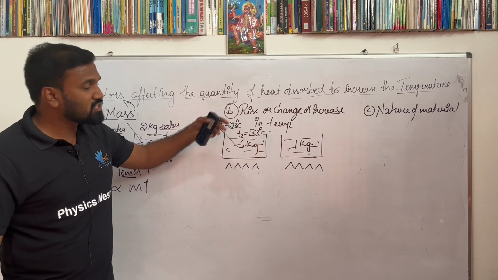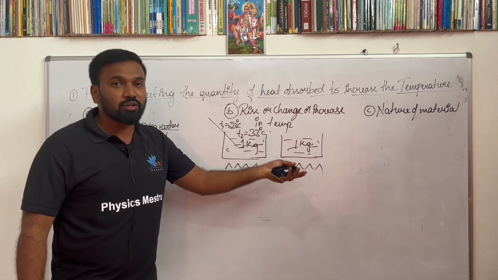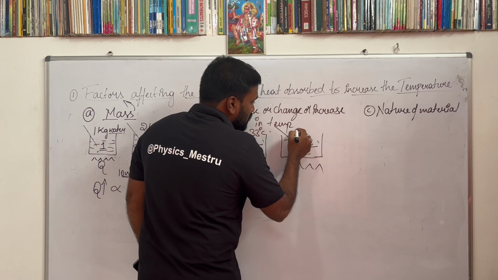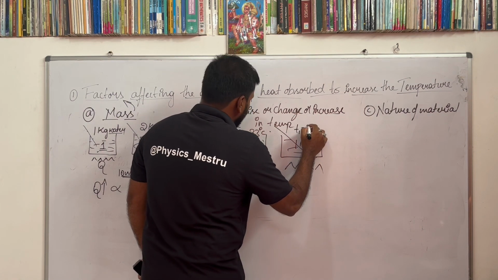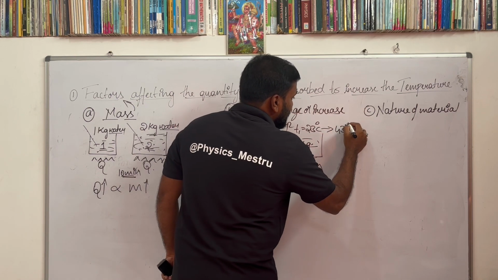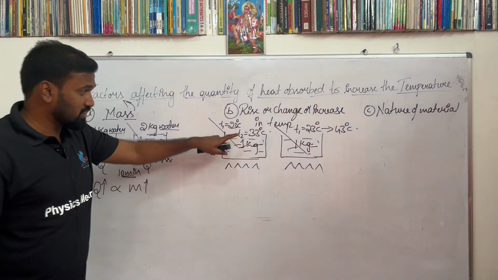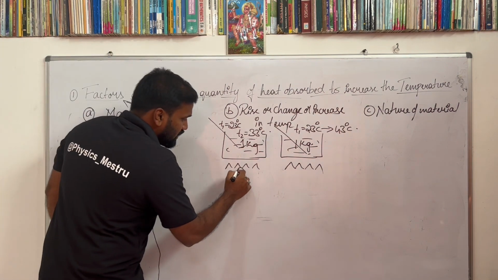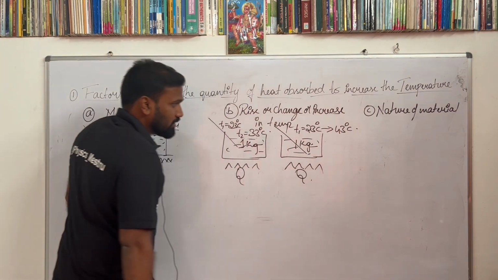That means 10 degrees Celsius of temperature I need to raise. Here I want to raise 20 degrees Celsius. Here temperature 1 will be 23 degrees Celsius. I need to raise up to 43 degrees Celsius, not to 33 degrees Celsius. Here 43 degrees Celsius. For both the cases I will give the same amount of heat energy.